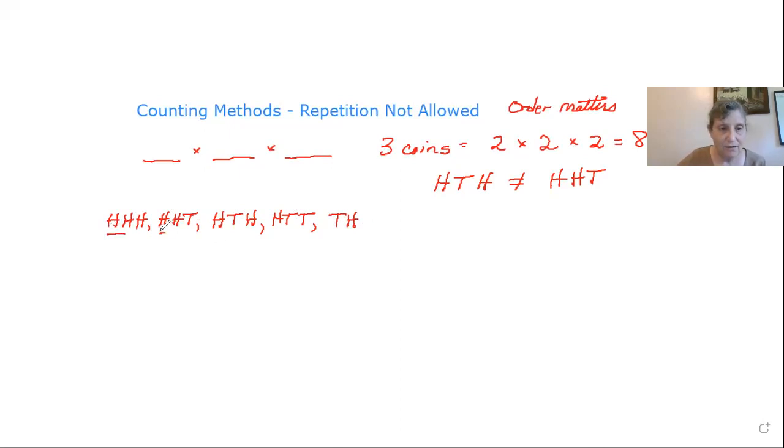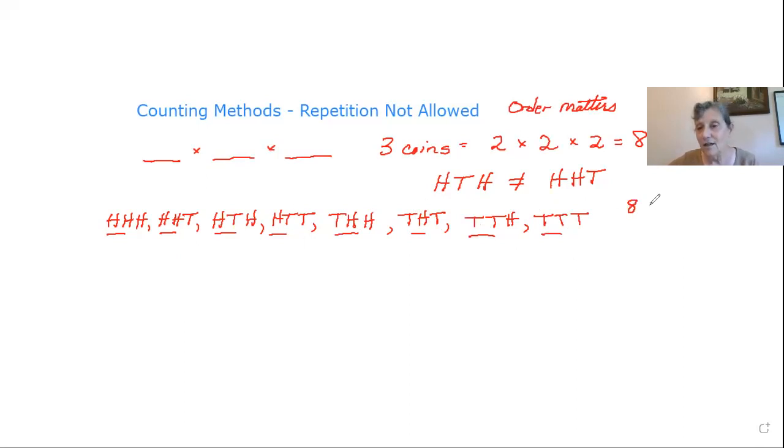If we have a tail and a head for our first 2 tosses, the third one could be either a head or a tail. What's our other possibility for the first 2? We could have had 2 tails, and again, the third one could still land on a head or on a tail. So we've got 8 possibilities.